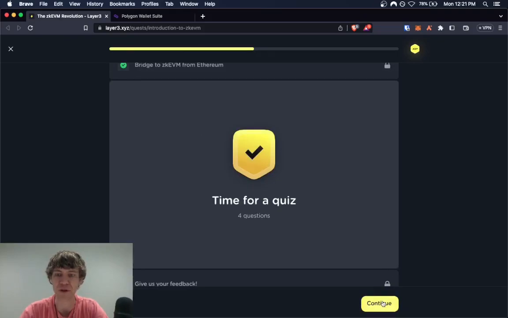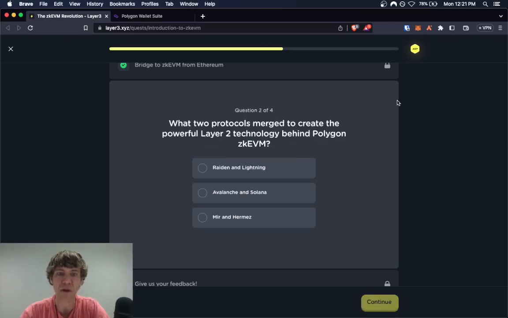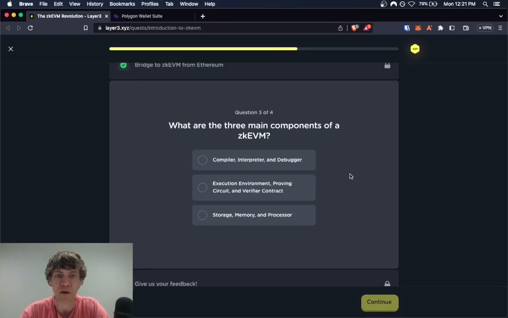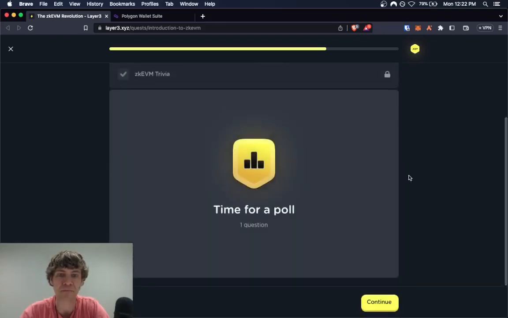There we go. Time for a quiz. So what's the primary goal of the Polygon zkEVM project? It's to solve Ethereum scalability issues with zero knowledge rollup. What two protocols merged to create the powerful Layer 2 technology behind Polygon zkEVM? Miden and Hermez. What are the three main components of a zkEVM? Execution environment, proving circuit, and verifier contract. What milestone was achieved on the zkEVM testnet in terms of ZK proofs validation? More than 74,000.